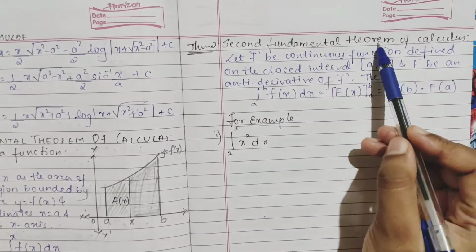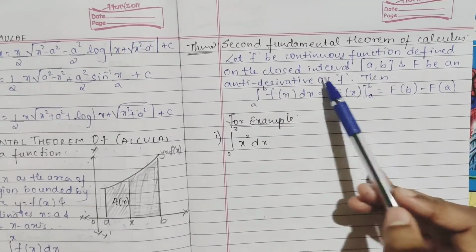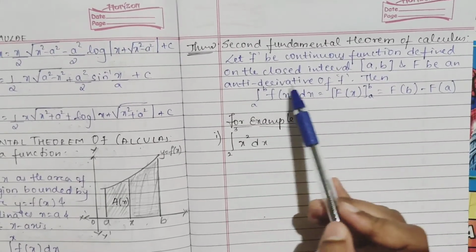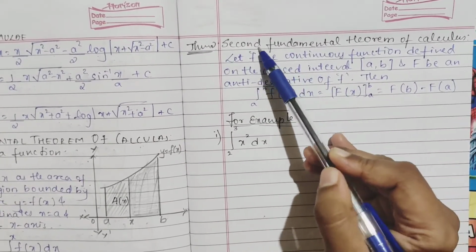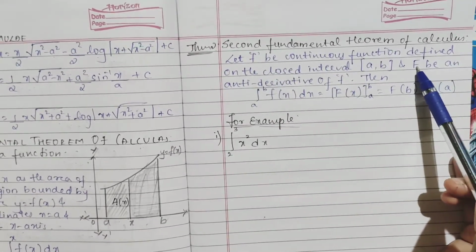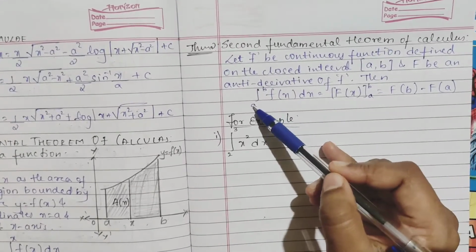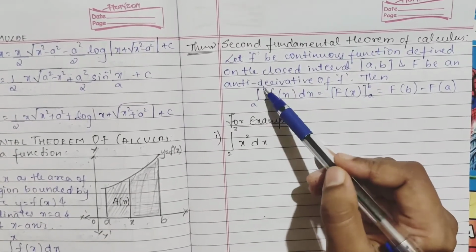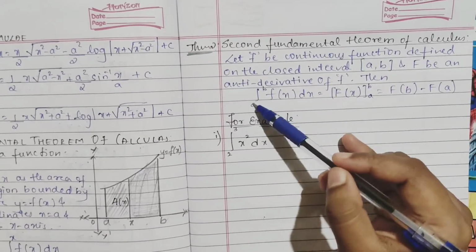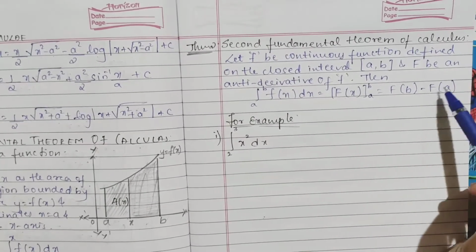The second fundamental theorem of calculus tells us: let f be a continuous function defined on the closed interval a comma b and capital F be an antiderivative of f. Whatever function is there, its antiderivative is given as capital F. Then the integration of f of x dx from a to b is F of x, and you have to apply the limits they have given: first apply your upper limit, then minus the lower limit.